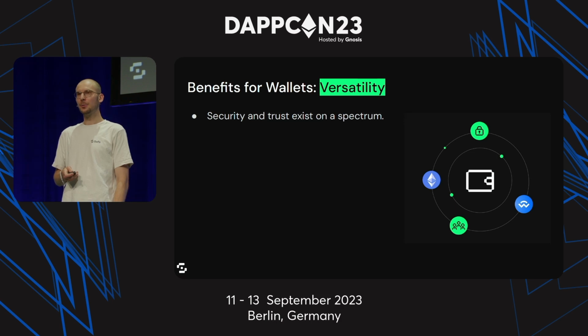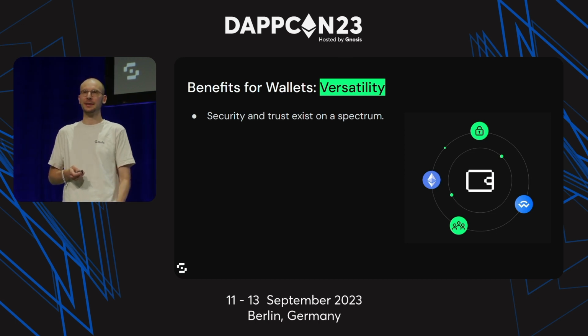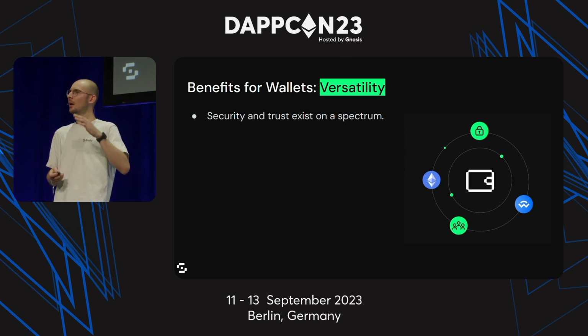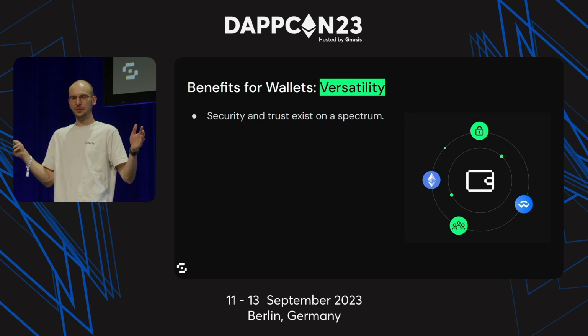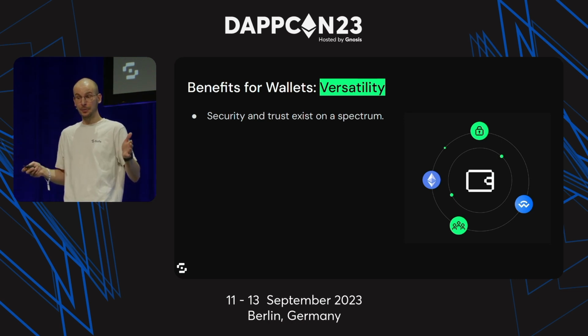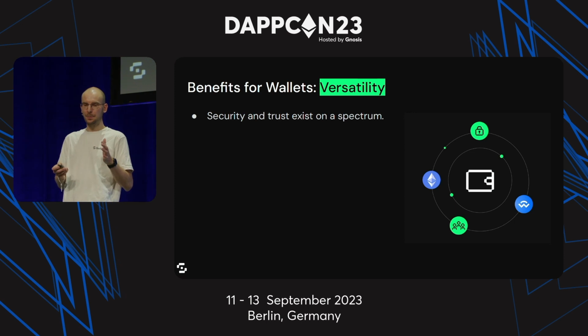And the last one I want to mention here is versatility. We believe at Safe that security and trust exist on a spectrum. There is no one solution to all the problems here, because there's this wide range of use cases, of different users, of different knowledge levels, even of different security requirements and assumptions. And so smart accounts really allow you to build for the spectrum depending on the needs.